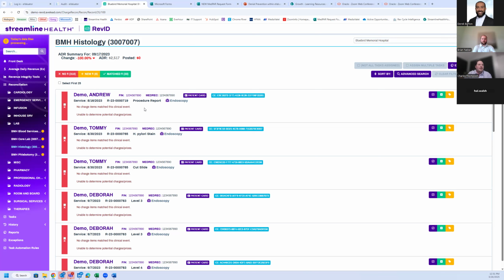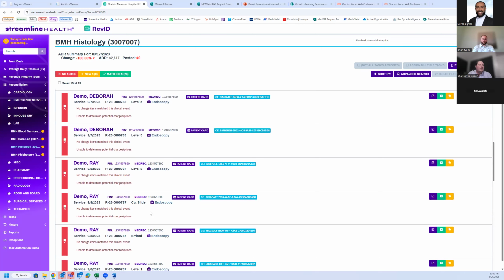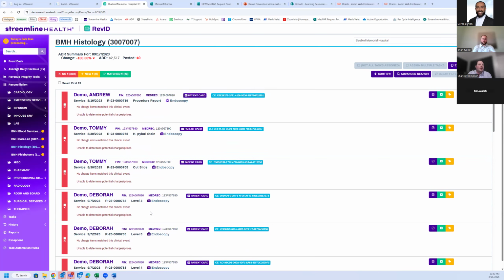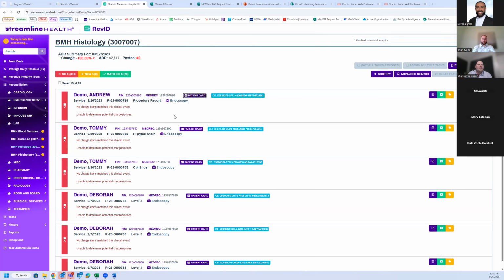So as you can see here for these different clinical events, for a procedure report, we have a stain or a slide, level 3s, level 4s, level 5s, all of these different clinical events that took place that the user can get more information on by selecting this patient card that shows you the order numbers and the order details, as well as who the ordering physician was, what type of encounter it was, where they were when this was ordered. They can also see additional clinical event information and history.